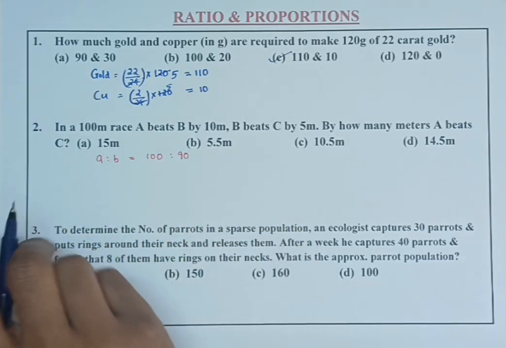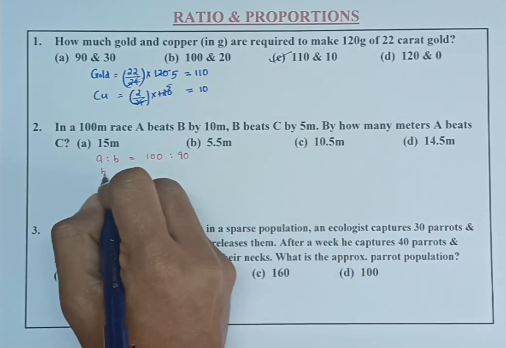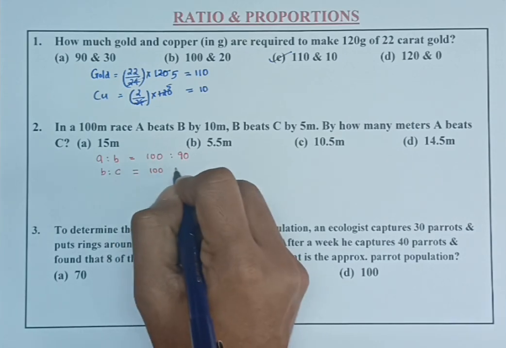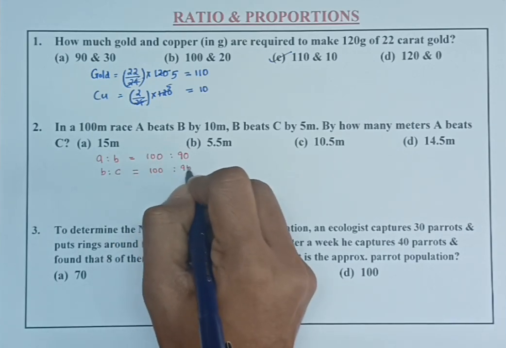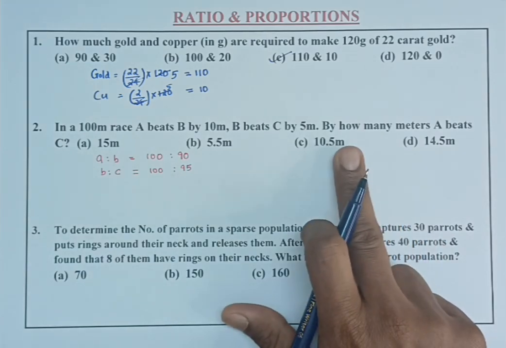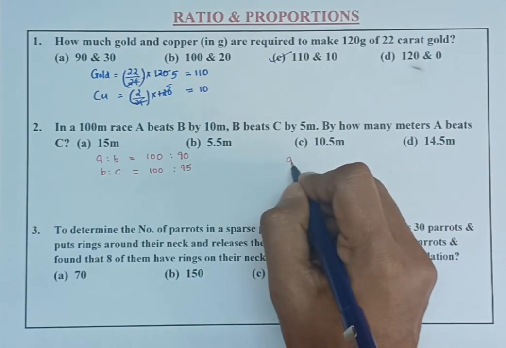And B beats C by 5 meters. That means B is to C: when B covers 100 meters, C will be at 95. Now we are told to find the ratio between A and C.